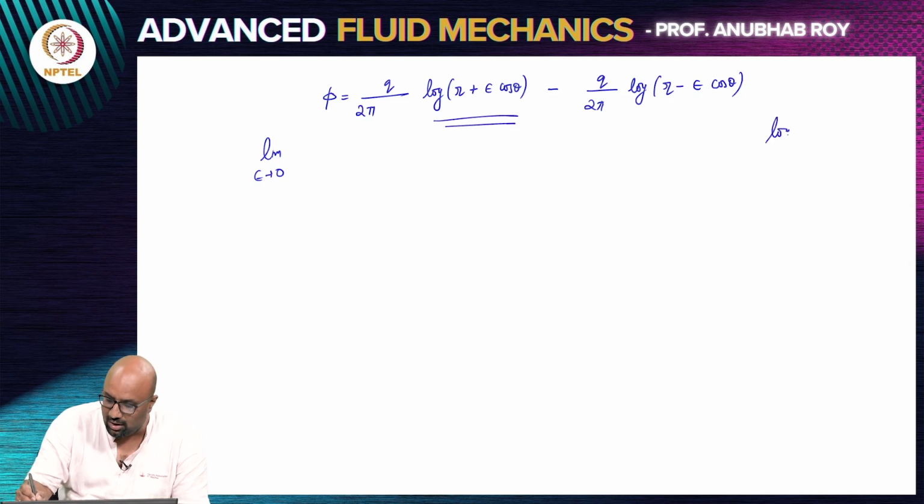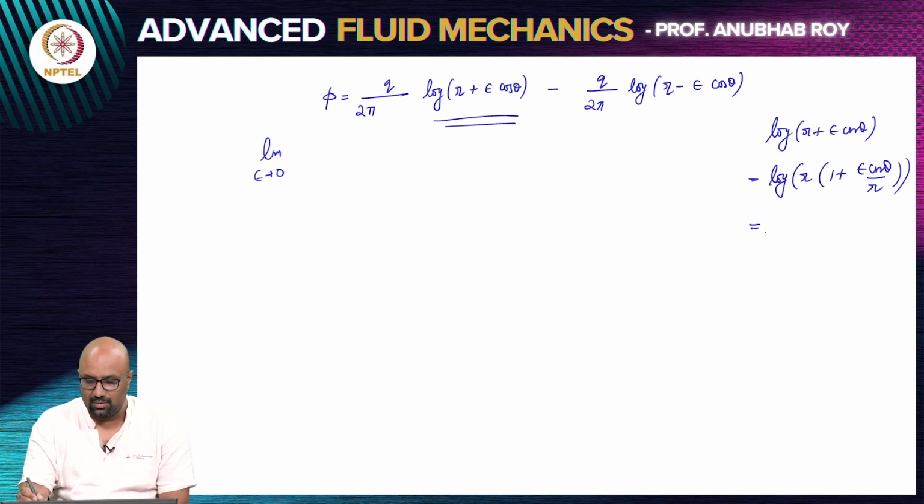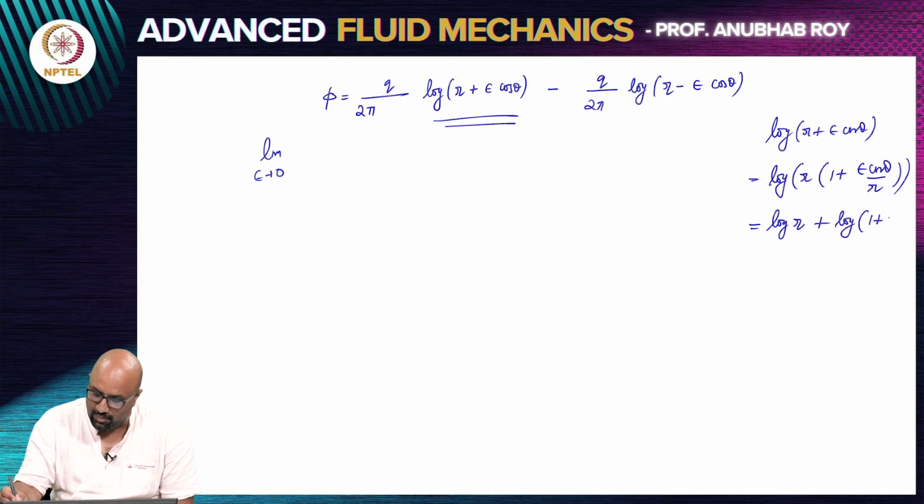So, I have log of r plus epsilon cosine theta, which I could write as log of r times 1 plus epsilon cosine theta by r, and I am going to expand this for small values of epsilon. So, the first term would be log r, and the next term is log of 1 plus epsilon cosine theta by r. Now if I expand this for small values of epsilon, then the term that I will get is log r plus epsilon cosine theta by r.